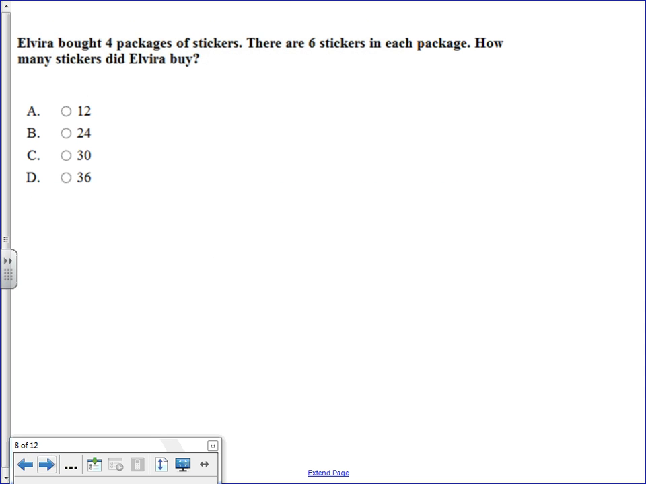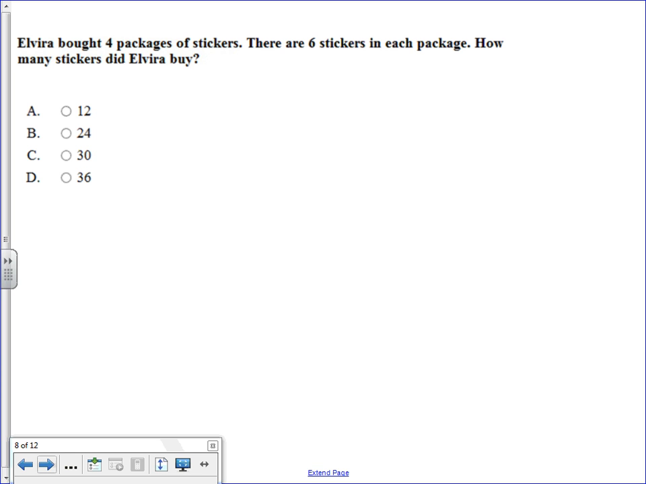Elvira bought 4 packages of stickers. There are 6 stickers in each package. How many stickers did Elvira buy? How do we solve this one? 4 packages, 6 stickers in each package.